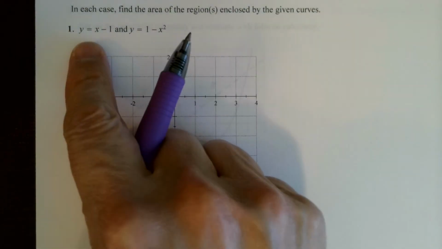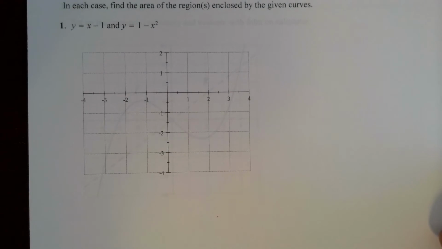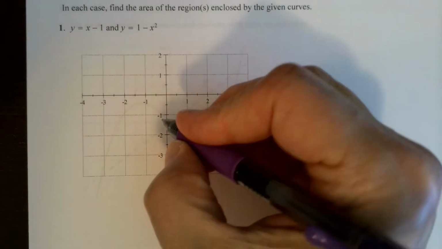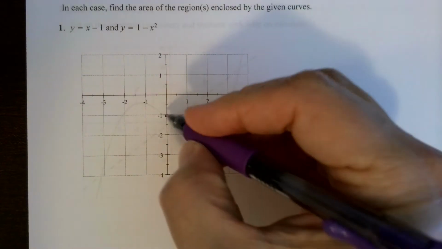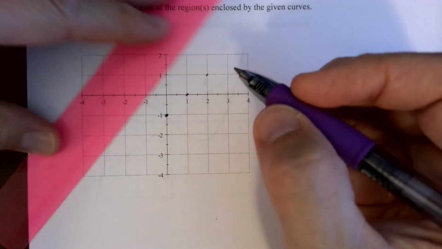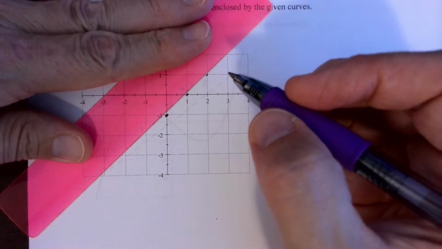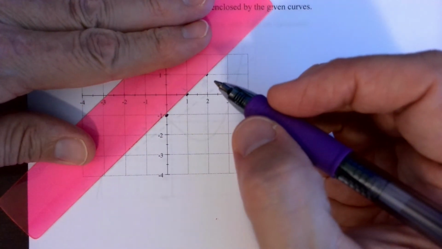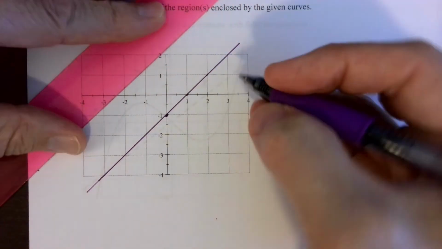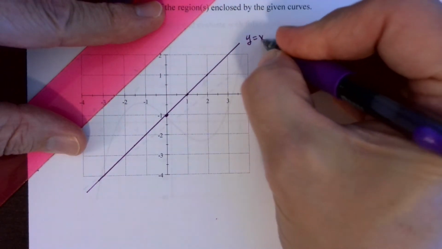First function, y equals x minus 1. That curve is obviously a line, slope 1, and y-intercept negative 1. So the y-intercept is negative 1, slope is 1. Go up 1 over 1, up 1 over 1, and so on. We'll find the rest of the points on that line. That's sufficient to be able to sketch the line. Okay, so right there, that's the line y equals x minus 1.